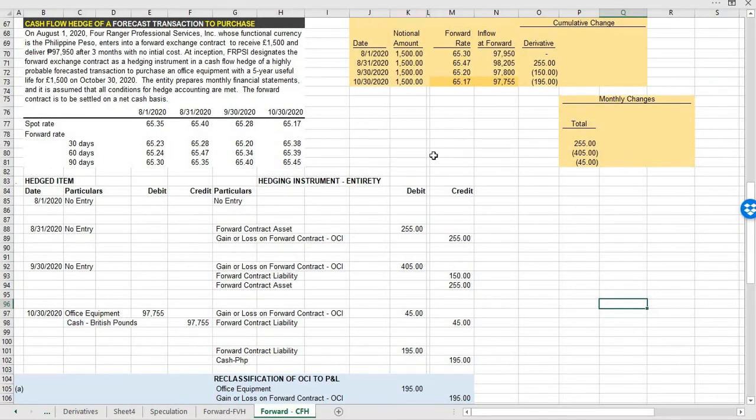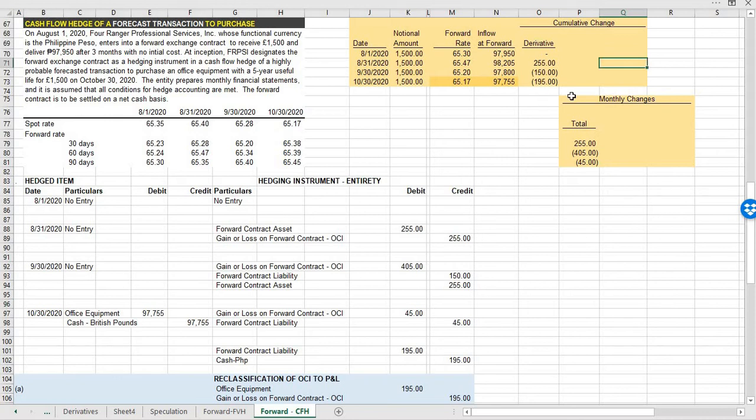So, gawin na natin. So, ngayon, balik tayo rito sa ating schedule. At kung titingnan nyo yung ating schedule, in-split ko na yung cumulative change sa ating mga monthly changes, yung for the month. So, meron tayo ditong magiging tatlong column for the cumulative change at dito sa monthly changes.